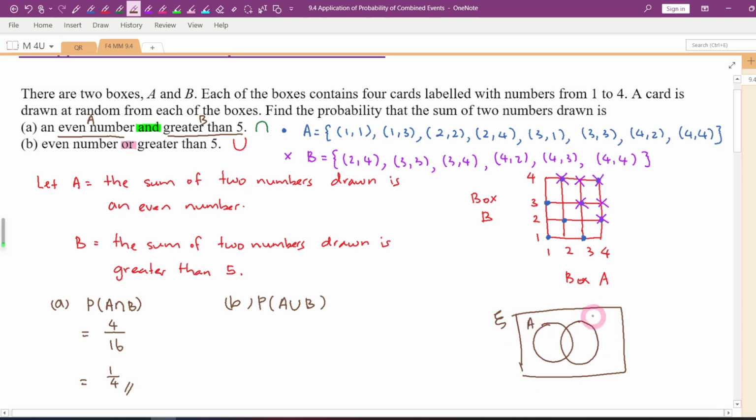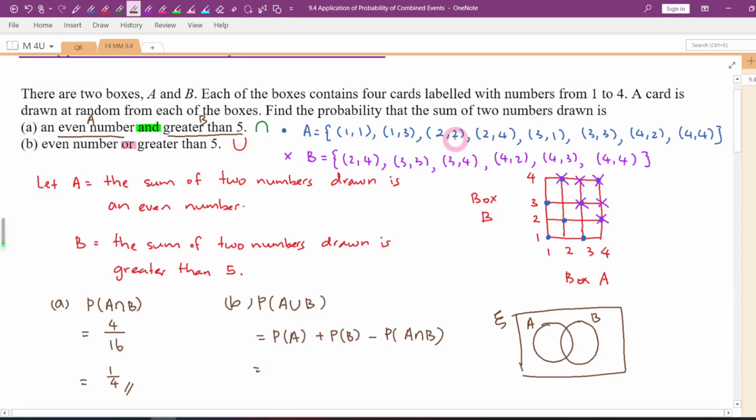So this is A, this is B. This one we call a non-mutually exclusive event. So you can use this formula: the probability of event A plus the probability of event B minus the probability of A intersection B. Okay, now let me show you how I use this formula first.